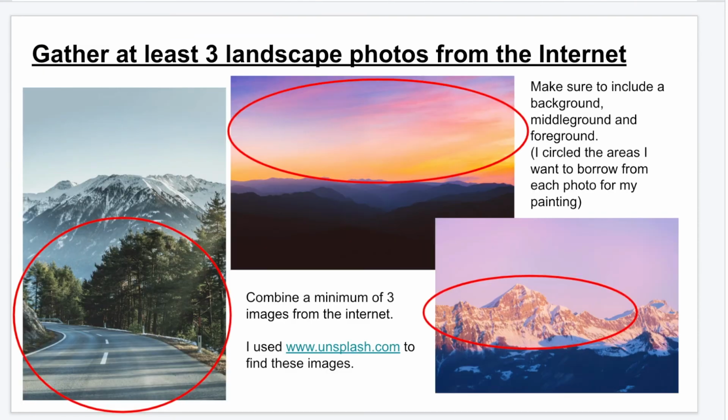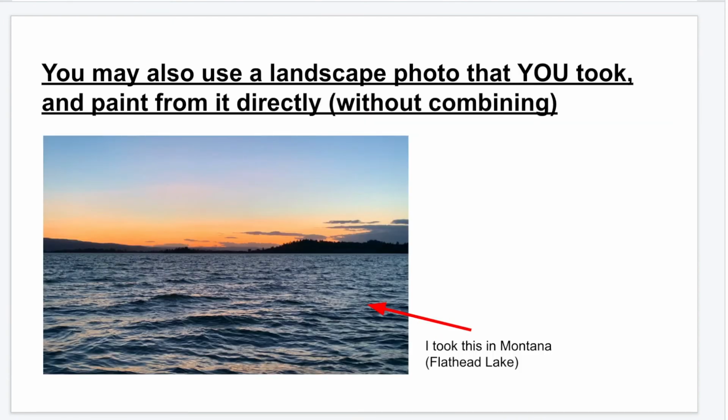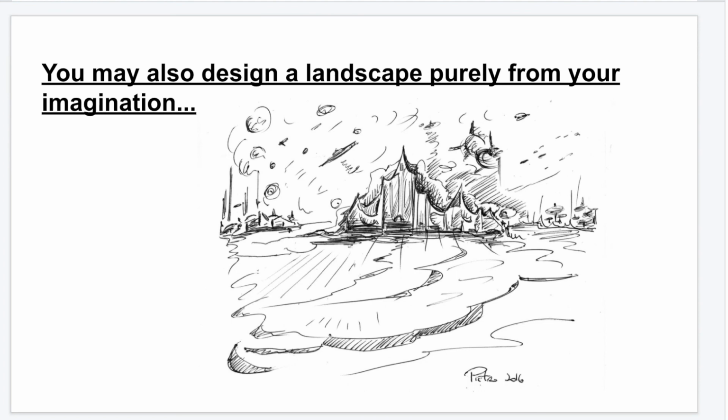So option 1, gather at least 3 landscape photos from the internet, I like Unsplash.com, and combine components from each of the 3 to create something original. A sky from one, trees from another, mountains from a different one. You could also use a landscape photo you took without combining and just use it directly. And you may also design a landscape purely from your imagination if you choose.